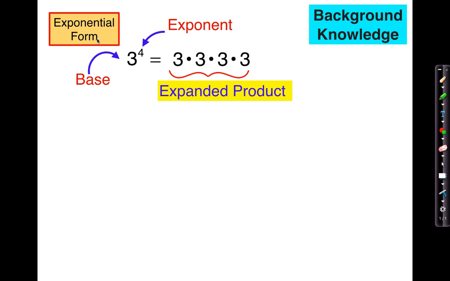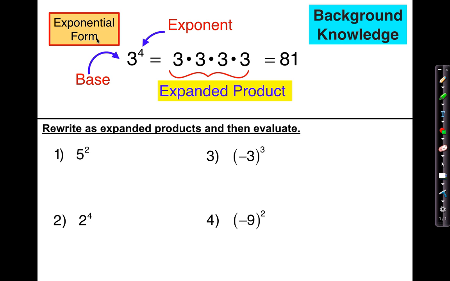Here is the expanded product, which can also be referred to as an extended product. They mean the same thing, and you're going to notice we might use those words interchangeably in this lesson. 81 would be the evaluated answer. You're simplifying it as much as you can. We even practice writing them as expanded products and then evaluating, again, which means we multiply them out.